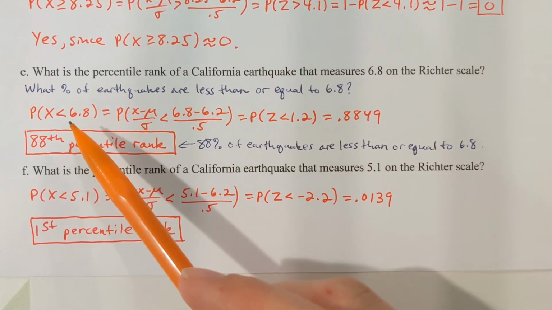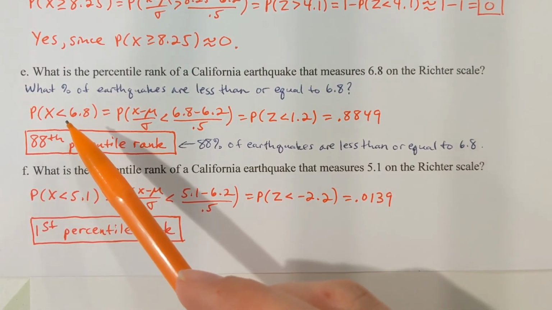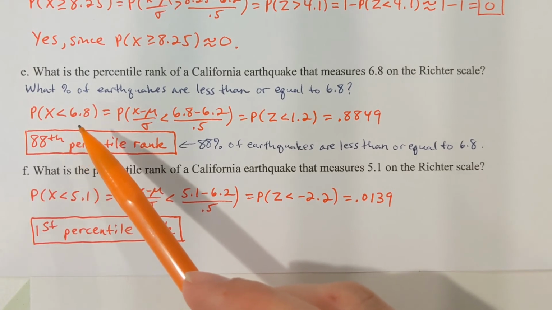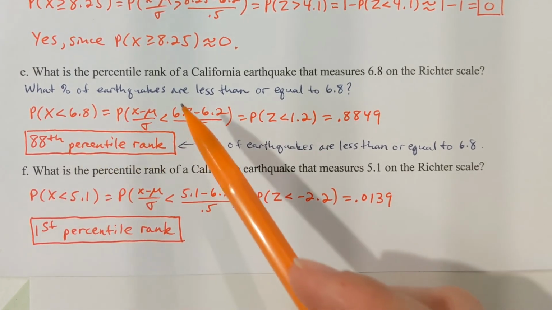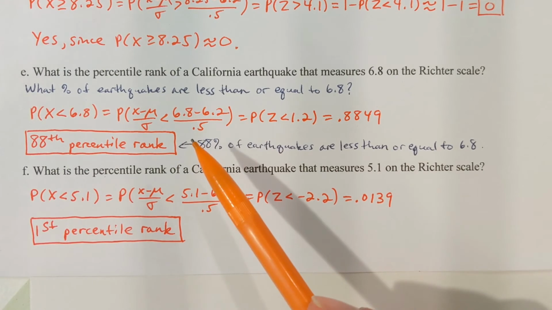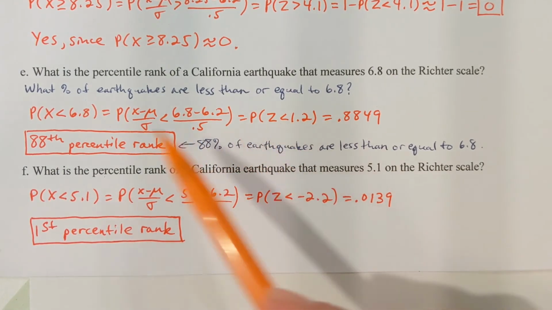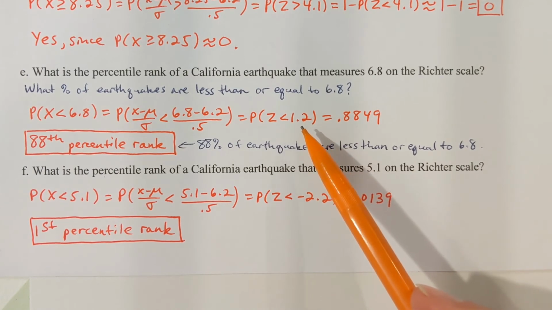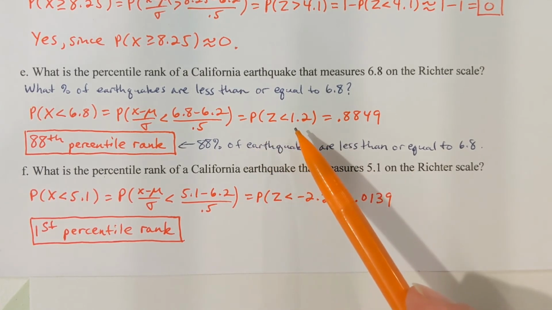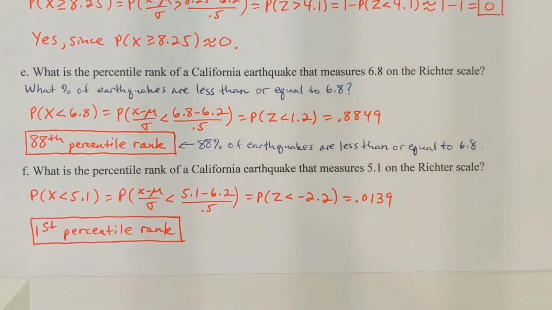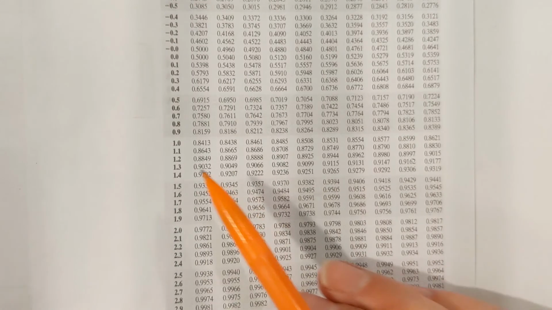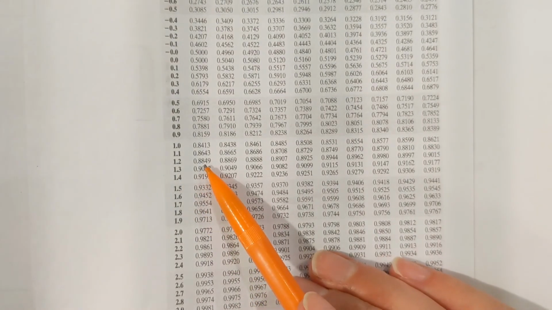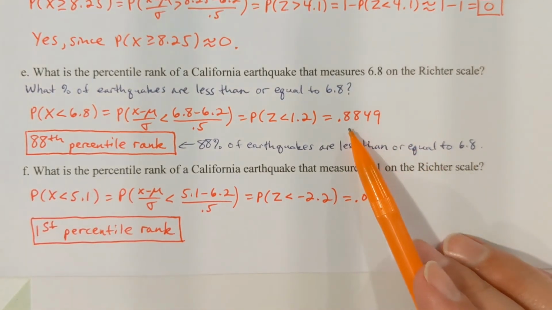I want to find the probability of selecting an earthquake that has a magnitude that is less than 6.8 on the Richter scale. Change the variable using the formula for a z-score, and that z-score is 1.20. So the probability that z is less than 1.20, we're describing area to the left, and we can go to the chart and look up that number here. For 1.20, the area to the left is 0.8849.